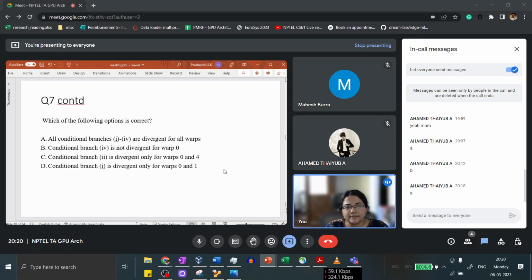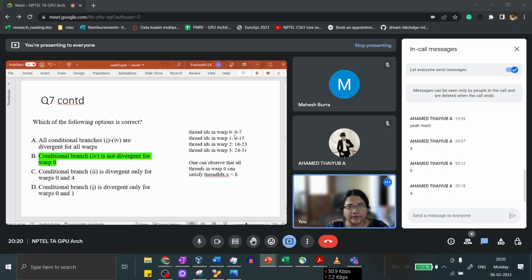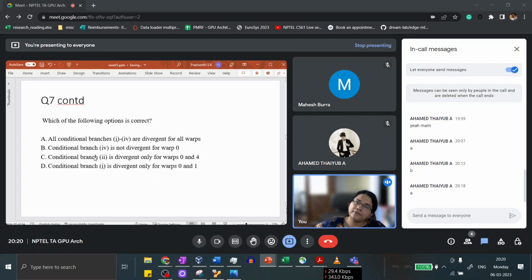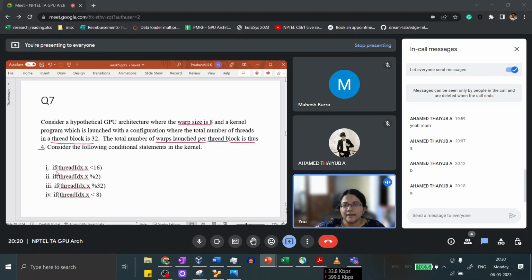Now let's look at the thread IDs in every warp. So you have 32 threads per block and that's divided as 8, 8, 8, 8 into these 4 warps. So here are the thread IDs. Now option 1 says all conditional branches 1 to 4 are divergent for all warps. So this is the condition: threadIdx.x less than 16, and the other ones are mod 2, mod 32 and less than 8.